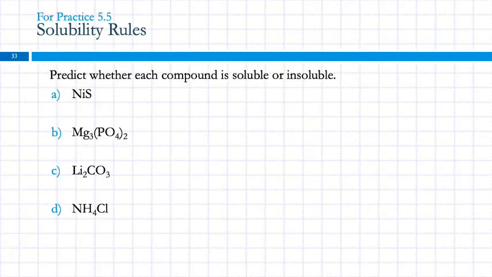Okay, let's practice. Predict whether each compound is soluble or insoluble. So nickel sulfide, insoluble. So we think about the chart, and up at the top there's the alkali metals and ammonium, and there was nitrate and acetate and the halides, and there was sulfate, and sulfide is in the bottom. Sulfide is insoluble with exceptions. Nickel wasn't an exception to anything, right? So this one's insoluble.